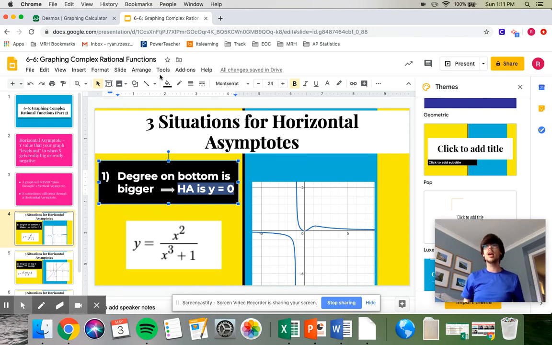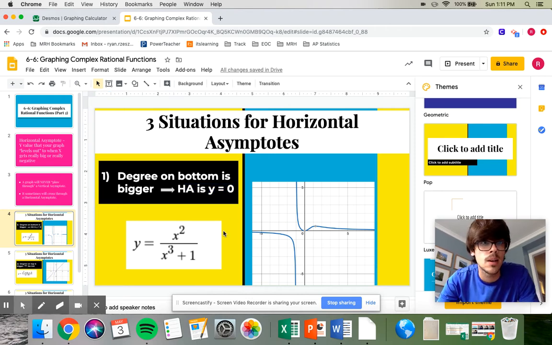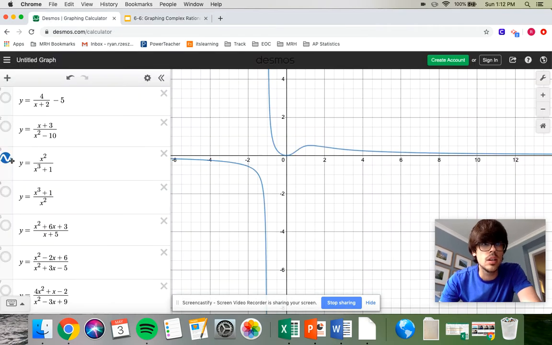Make sure you get that all copied down. I have a little list in your notes with the 3 situations. Give an example, write down what I have, and draw a quick sketch of what that picture looks like. All right. So the second situation is when the power on the top is bigger.